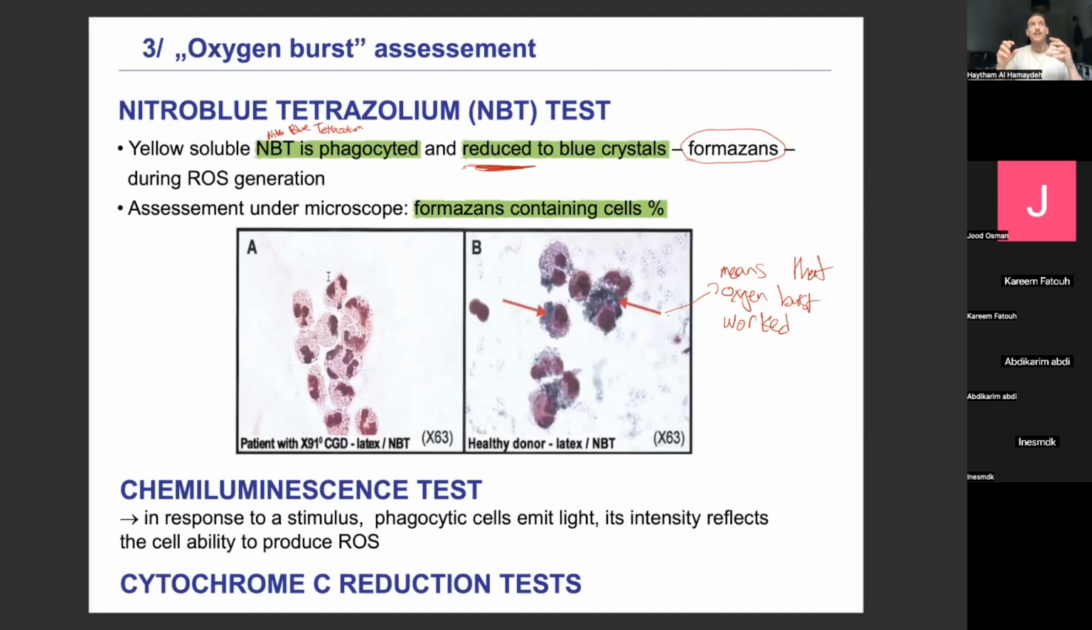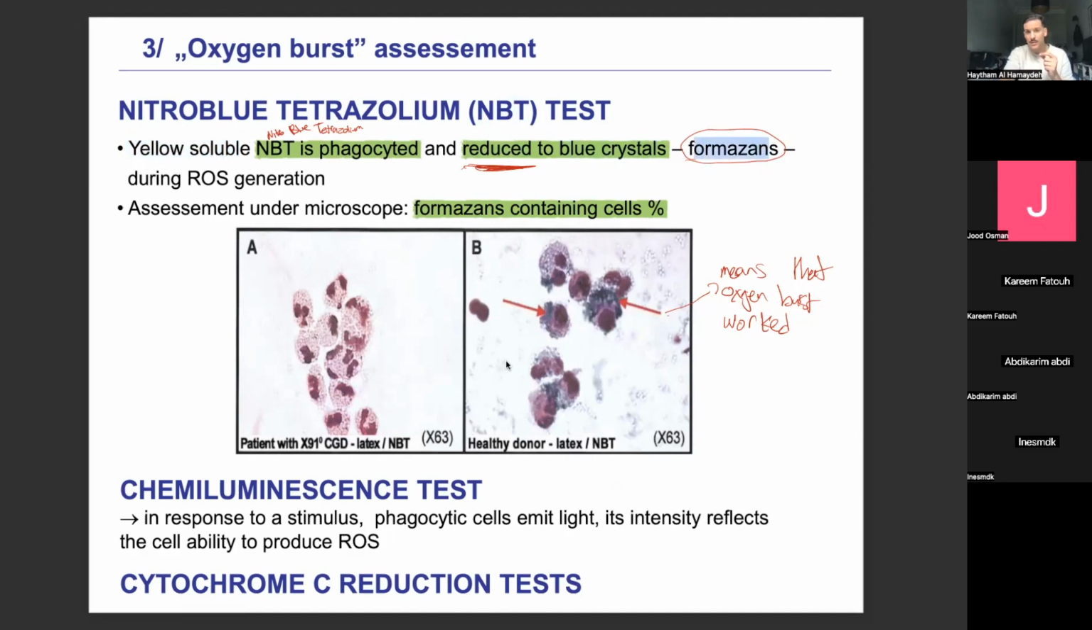And so let's say we incubate bacteria in there as well. The immune cell swallows the bacteria and then takes in the NBT as well. Okay. Now it starts wanting to break down that bacteria. Yes. So the phagosome will have the ROS and the bacteria in it. The ROS oxidizes NBT, turns it from yellow to blue crystals, formazan.